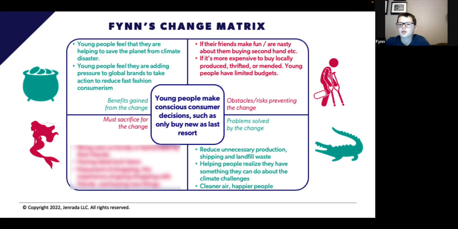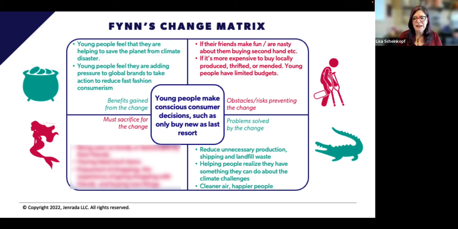So those are two things that might stop people from making a change. Good, thank you. And as he's going, I'm hoping that you guys are also filling in for yourselves, right? So this box is, what are the obstacles that would actually really block the change from happening? And then finally, the fourth quadrant is about, what do we need to sacrifice for the change?